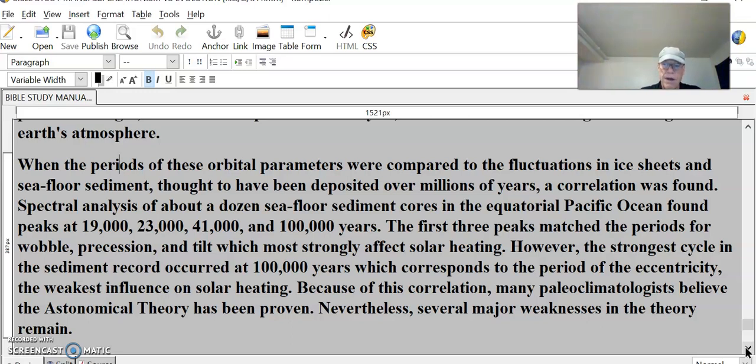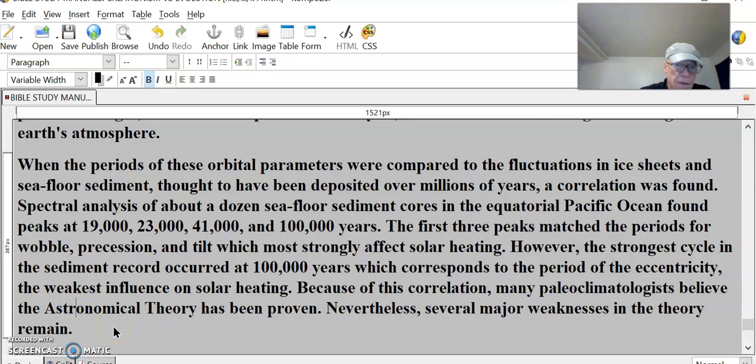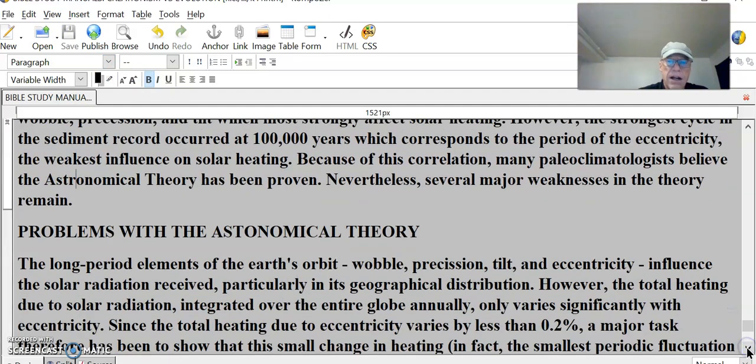Because of this correlation, many paleoclimatologists believe the astronomical theory has been proven. Nevertheless, several major weaknesses in the theory remain. So, if you went and read up on this stuff, you get a better handle on the experts who talk over your head all the time. They don't bother explaining anything. Problems with the astronomical theory.